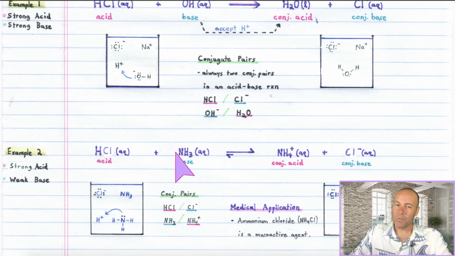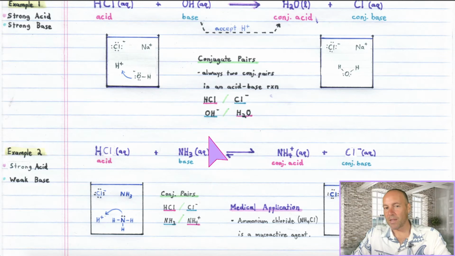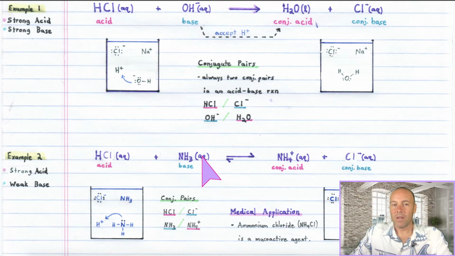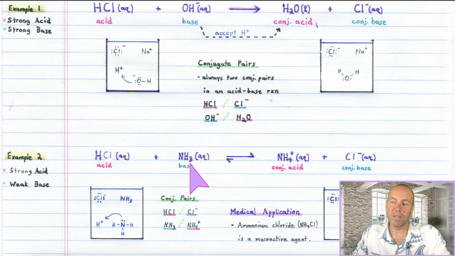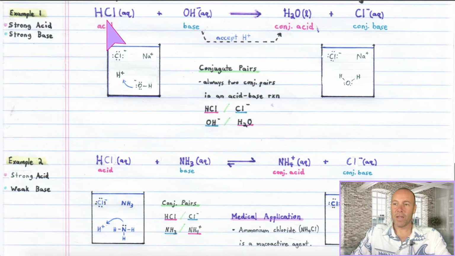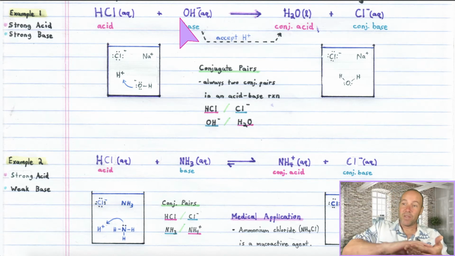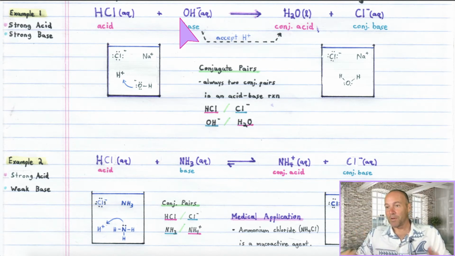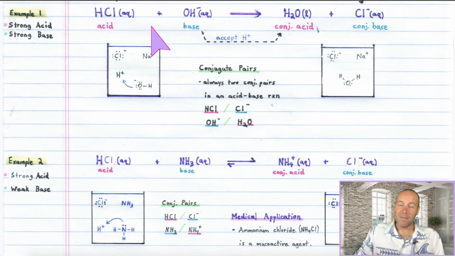Not all of the reactants form products, and that's because we're dealing with a weak base this time. The difference between a strong base reacting and a weak base reacting is the weak base kind of wants to accept protons, whereas the strong base really wants to accept protons. So in the first example, you have a strong acid which really wants to donate protons, reacting with a strong base which really wants to accept those protons. And so that's what they do, and they form the products.